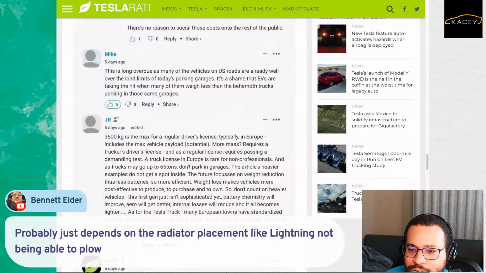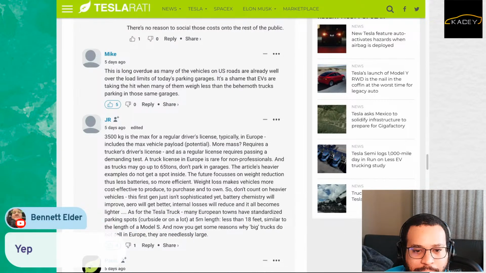The article is long overdue, as many of the vehicles on the U.S. roads are already well over the load limits of today's parking garages. It's a shame that EVs are taking the hit when many of them weigh less than the behemoth trucks parking in those same garages. But it says, yep, okay, so the tow hitch will be one way. There's a guy who's running around with his Model Y, clearing driveways. That would be easier to do in a proper truck than in the Model Y.